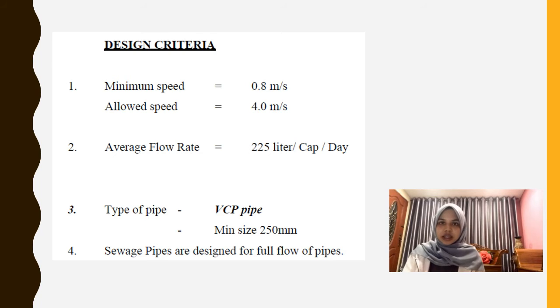For the design criteria, firstly the minimum speed is 0.8 meter per second, and the allowed speed is 4.0 meter per second. Next is the average flow rate, which is 2 to 5 liter per capita per day, and the type of pipe that we use in our design is VCP pipe with minimum size of 250 mm. The sewage pipes in this design will be designed for full flow.